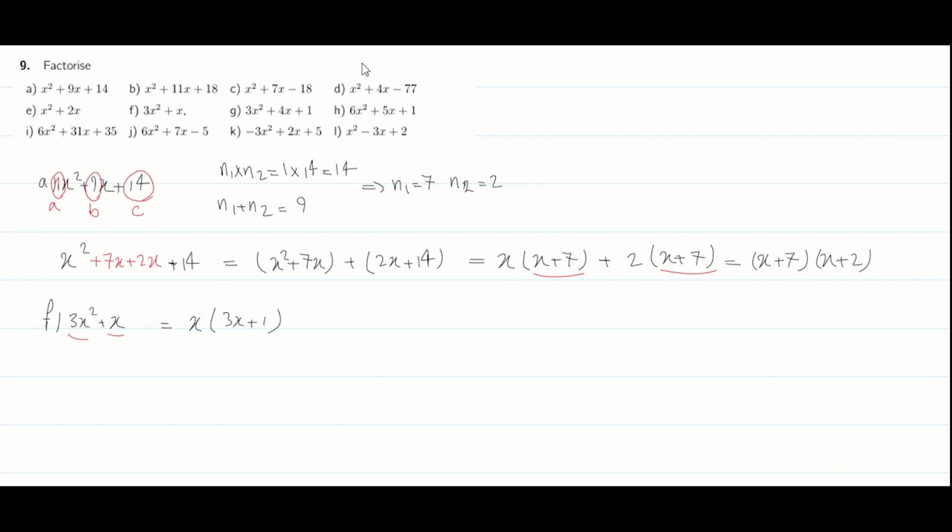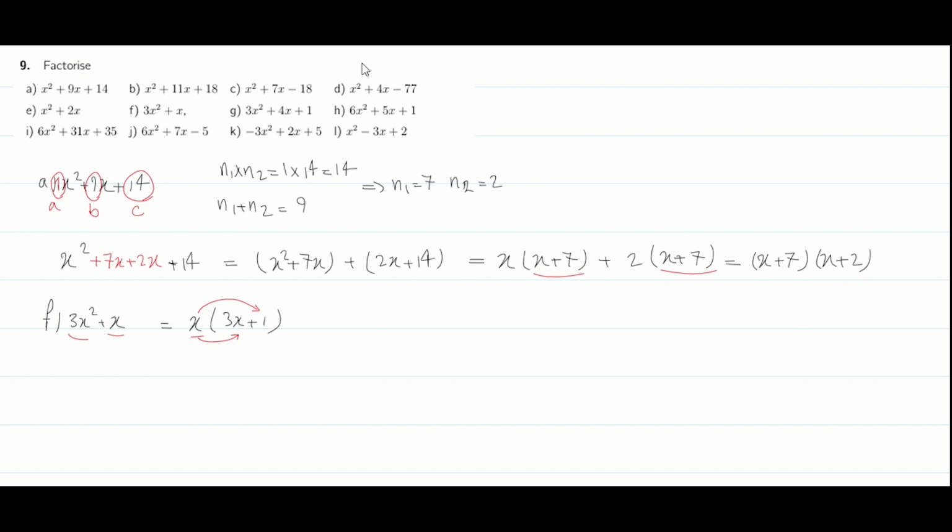And if you want to check your answer, you can simply multiply the x by each of the terms inside the bracket. So if you multiply x by 3x, it would be equal to 3x squared. And if you multiply x by plus 1 in here, it would be equal to plus x.